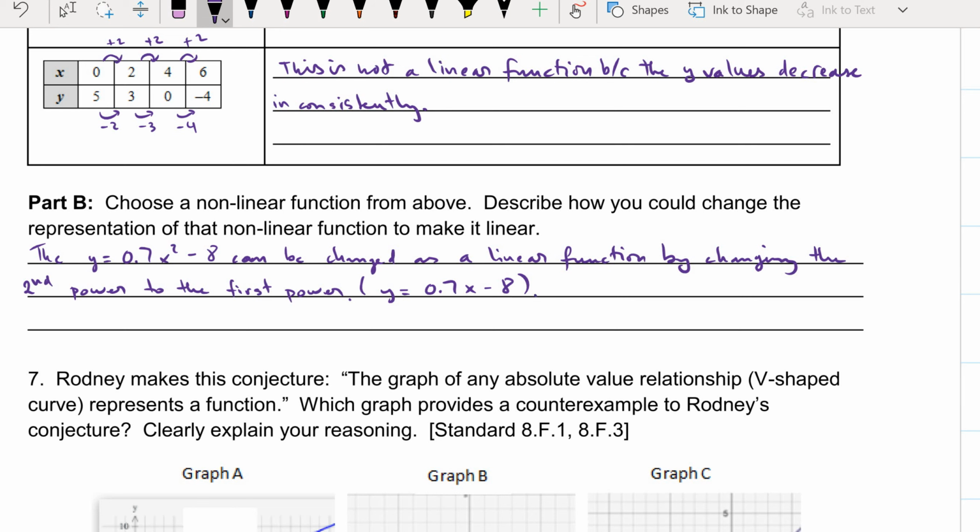Okay, that's it. The other function that we can change is the last problem, the table. We can change all the y values by taking away 2 for every single box. We can change the numbers to 5, 3, 1, and negative 1, which means you take away 2 every single time.